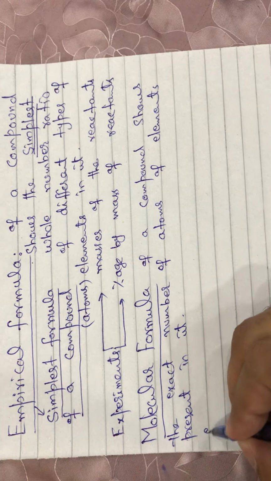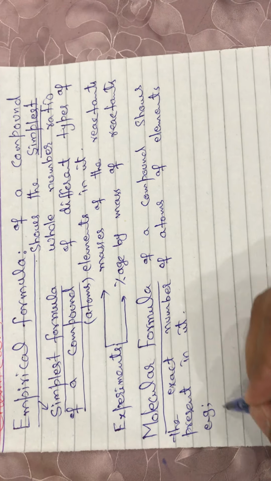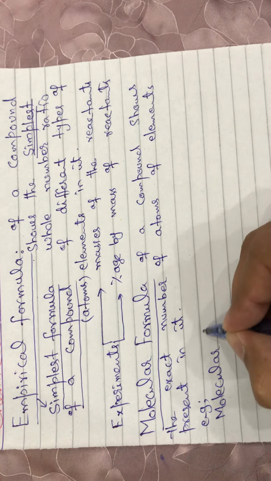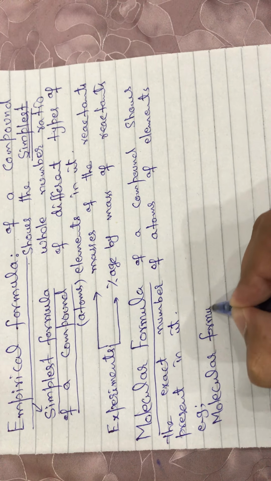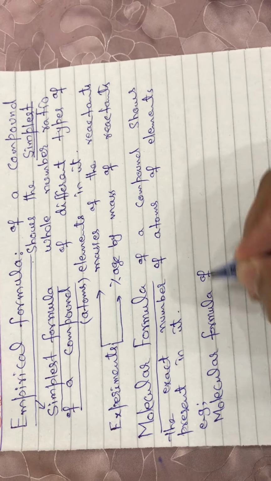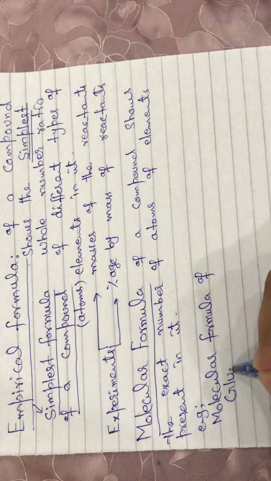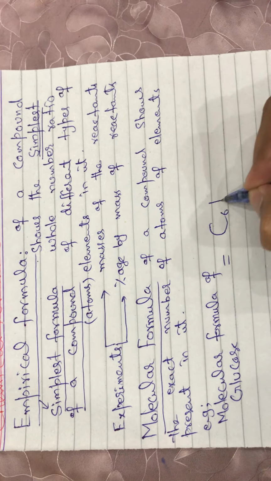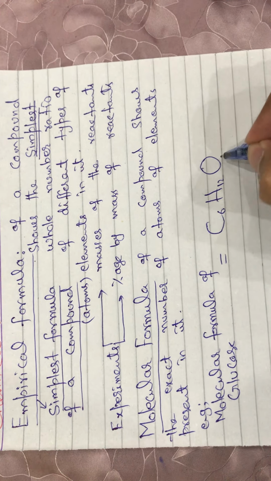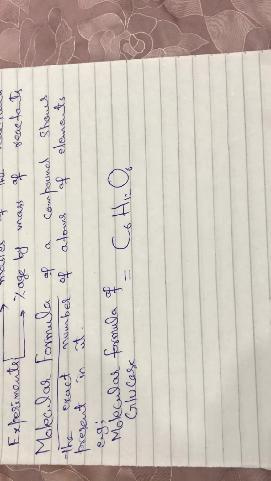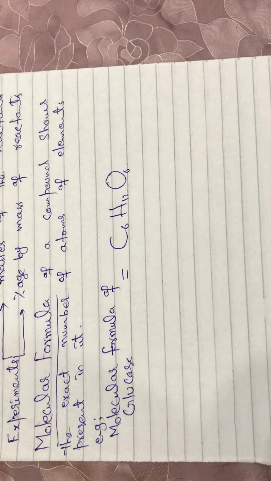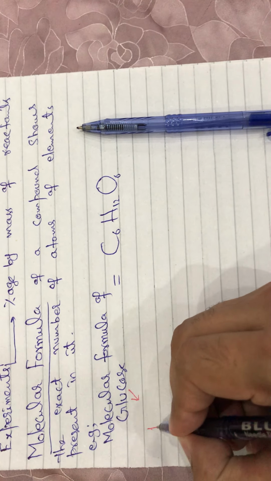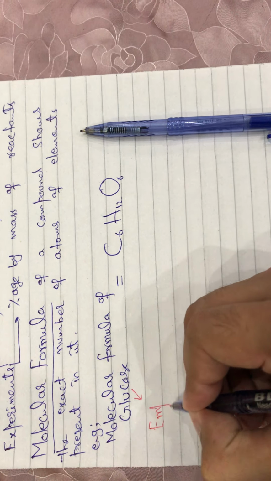For example, the molecular formula of glucose is C6H12O6. This is the molecular formula of glucose. But if we are going to write its empirical formula, that is the simplest ratio.